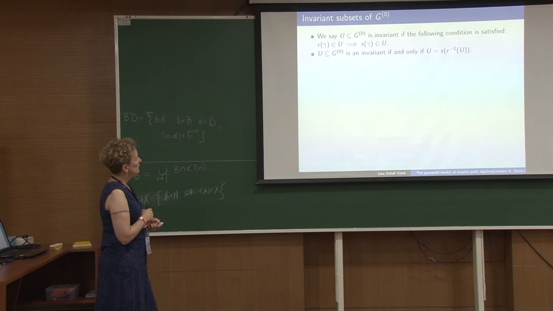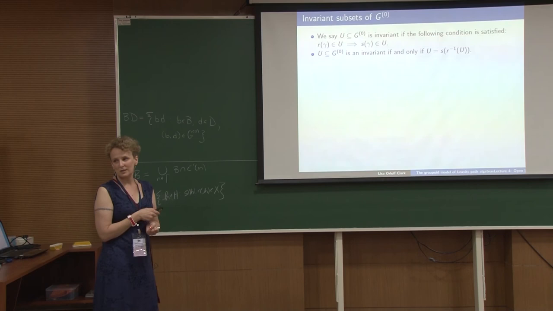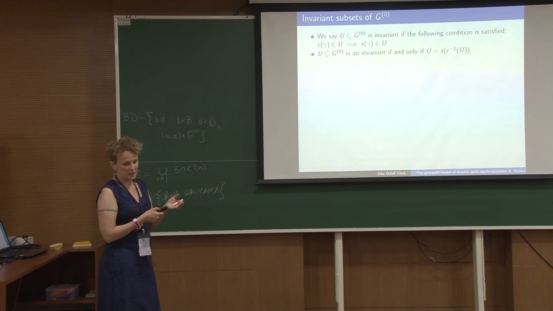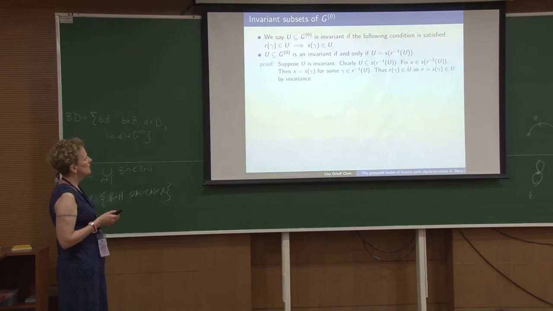You can prove, and we will in a second, that a subset U is invariant if and only if U equals, you remember what that is called? We just did that. It's saturation. So if and only if U equals its saturation. The saturation of an arbitrary set is, in fact, a way to build an invariant set. So suppose U is invariant, and we'll go one direction here. Clearly we have U as a subset of the saturation because on U, the source and range are the identity maps.